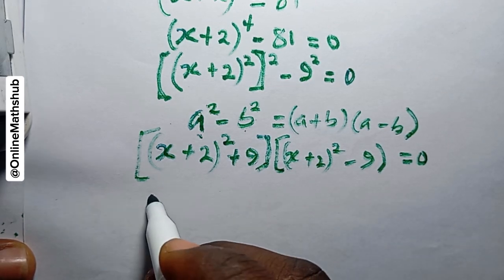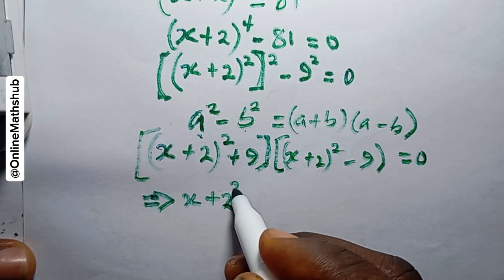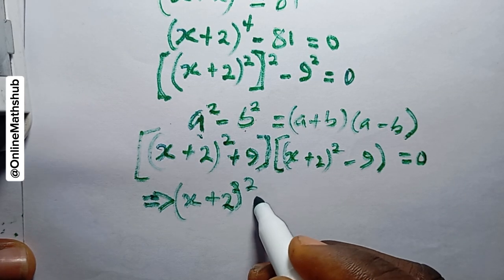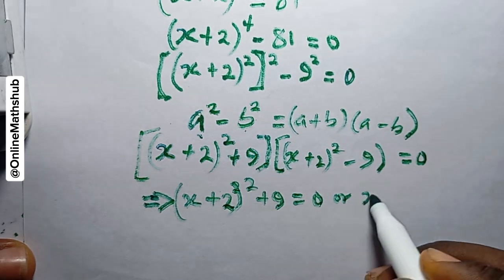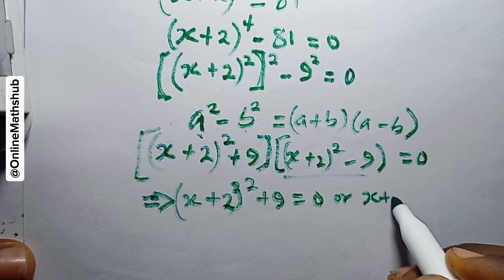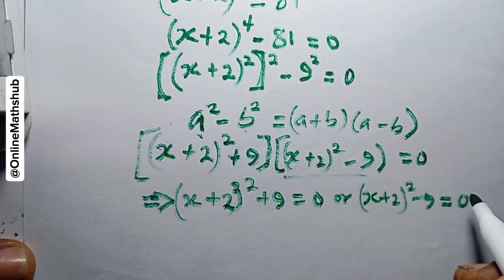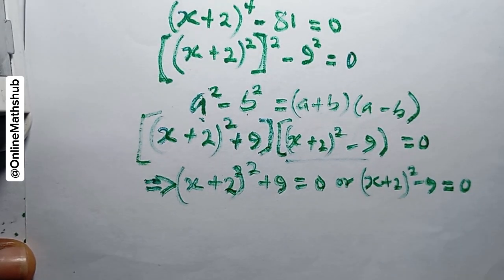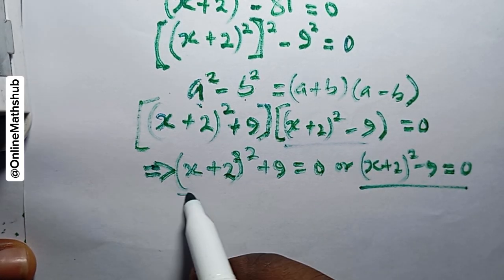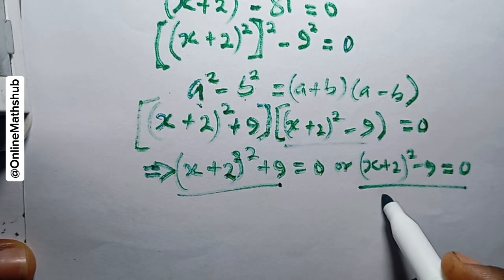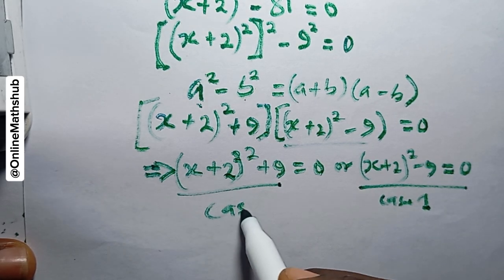Okay, so if we continue from there, we're actually going to be using the zero product rule to simplify. Of course from here this implies that it's either (x + 2)^2 + 9 = 0, or this second bracket right here, (x + 2)^2 - 9 = 0. So this is actually when the product will be equal to 0. So let me solve this one first and then I'll come back to this. Let's say this is our case 1 and afterwards I will solve the other, which will be case 2.